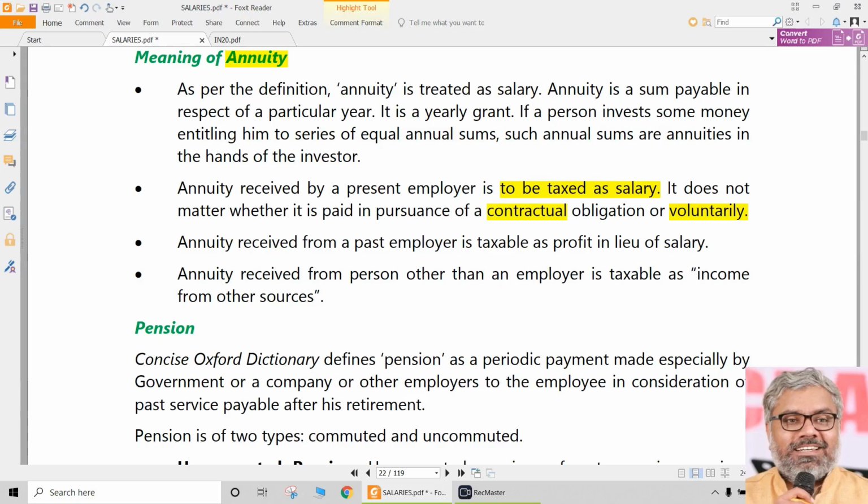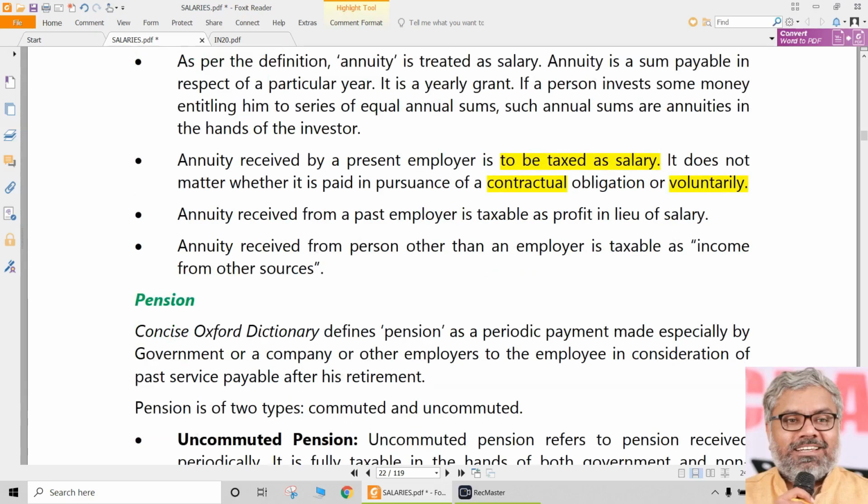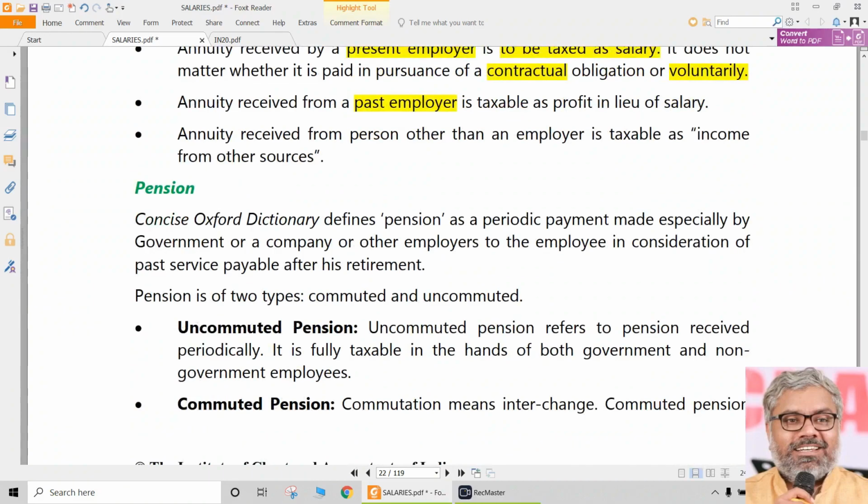Any payment, by the way, by the employer to the employee can be contractual also, voluntary also. So Income Tax Act does not distinguish between contractual payments and voluntary payments by employer. Whatever the money that employee receives in the form of pension after the retirement is taxable. Even if it is received from a past employer also it is taxable. Even if it is received from a present employer also it is taxable. It is always taxable, simply speaking.